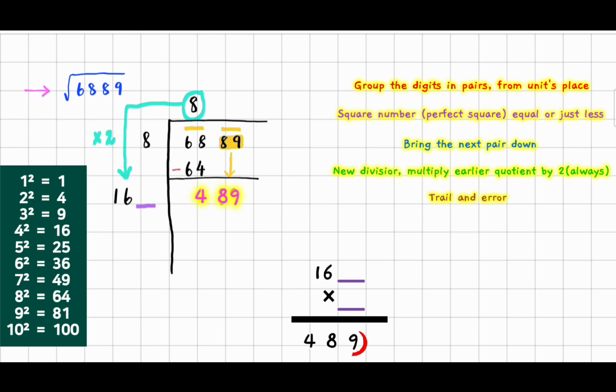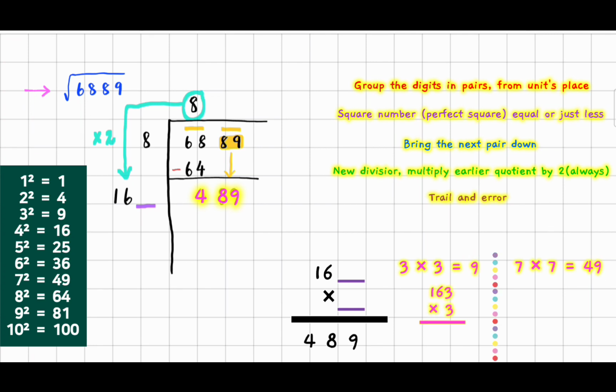Just look at the units digit of the result we want, it's 9. So the product of the two digits in the blank space must have 9 as the units digit. So we narrow down our possibilities to just two choices. 3 times 3 equals 9 or 7 times 7 equals 49. Both have the units digit as 9.